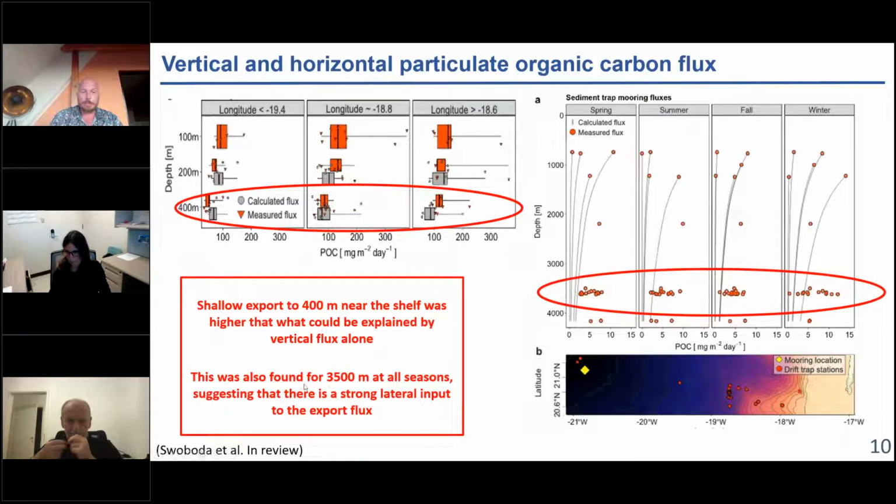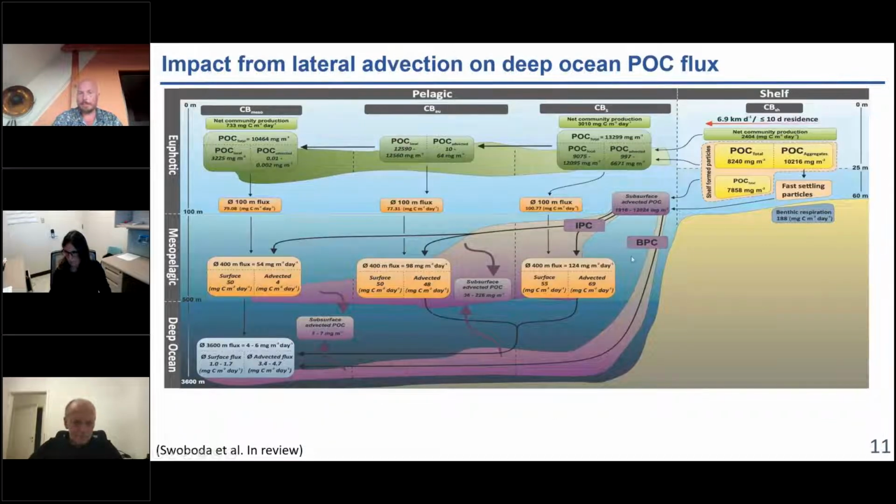So we found that for the 3,500 meter traps at all seasons, there was a strong lateral input to the export flux. And when we did the whole budget for our cruise, I'm not expecting you to really look into details, but we measured primary production at all depths, POC standing stock, we used camera profiles and drifting traps and deep ocean traps. We could really see that there was definitely organic matter produced on the shelf.